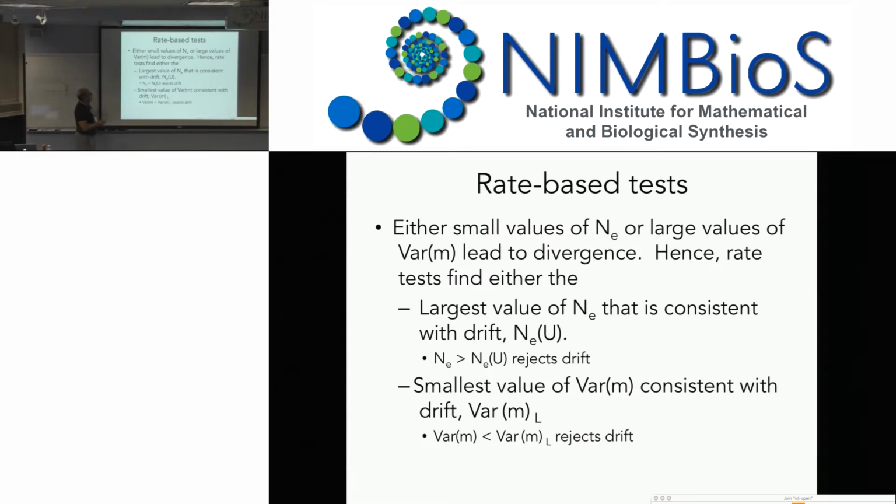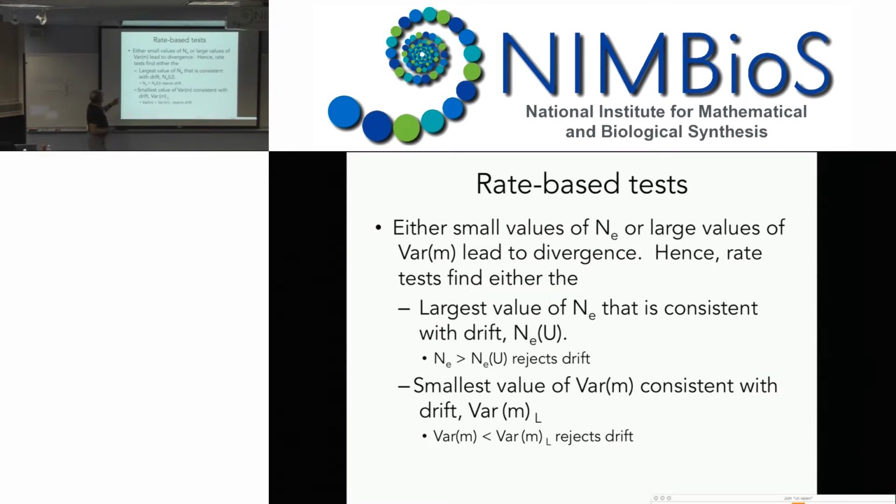Likewise for here. So the way we do this, and I'll show a picture in a second, is we find the largest value of NE that's consistent with drift. If my actual value is above that, I reject drift. Because remember, as my population size gets larger, drift takes longer to work. Or I could express it so that I have a critical effective population size. If my actual value is above that, I have too much divergence relative to drift. Or I could have a critical mutational variance. If my mutational variance is above that, it's consistent with drift. If it's below that, I reject drift.